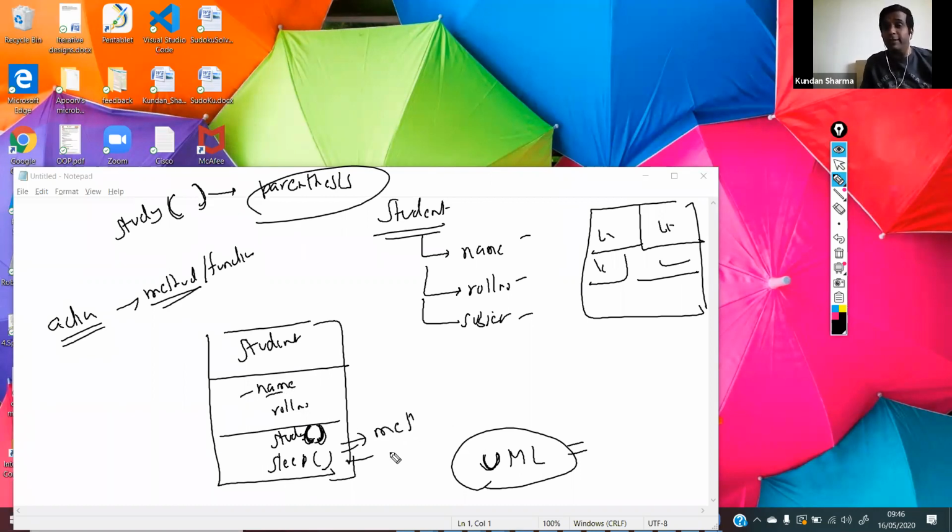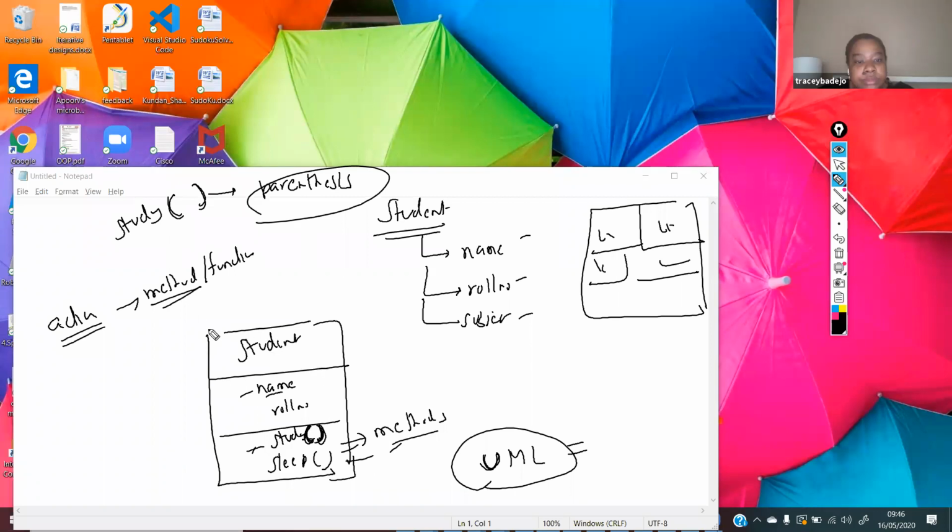Why do we have a method? A method is used to exhibit the behavior. So what does study exhibit? It exhibits the behavior of a student. Study is a method which exhibits the behavior of student. Sleep is also a behavior, right, which is relevant to student. Is this point clear to you?